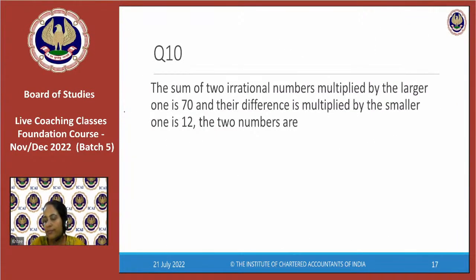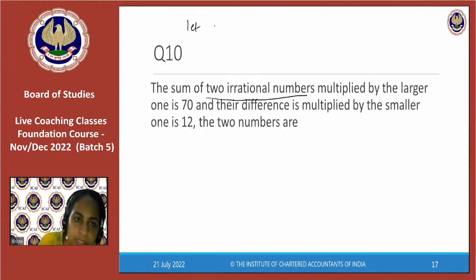Oh, I am sorry. I thought that was the last question, but the 10th question ends up being the last question. The sum of two irrational numbers multiplied by the larger one is 70, and the difference multiplied by the smaller one is 12. The two numbers are, so we have two irrational numbers. We'll start with this only.